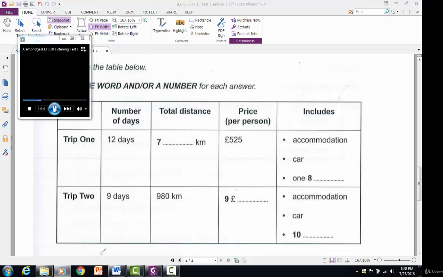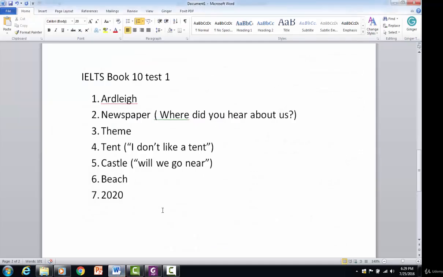The cost is £525 per person. That includes accommodation, car rental, and a flight.